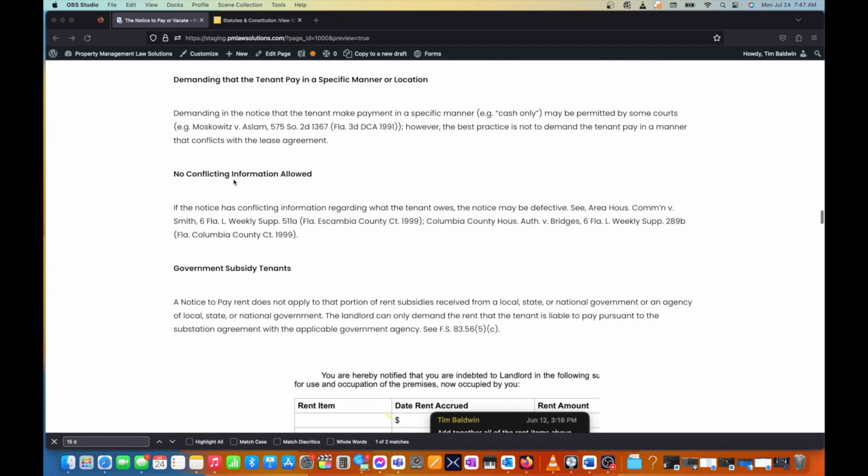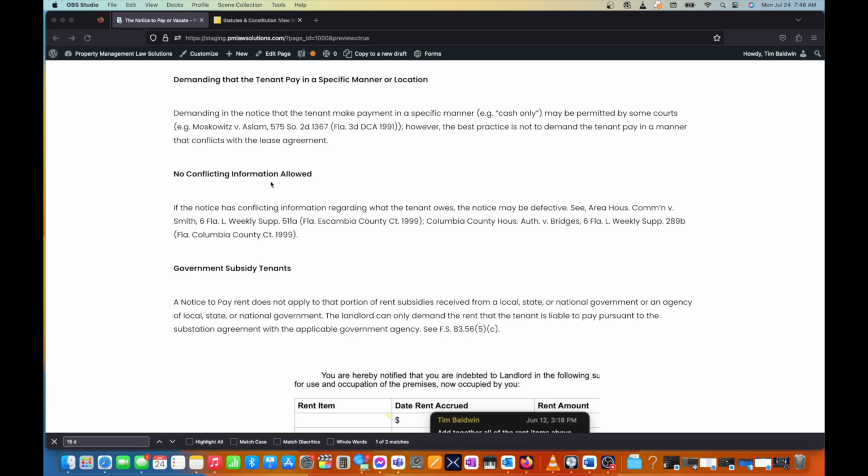Another issue arises that in the notice itself, you can demand that the tenant pay in a specific manner or location. For an example, delivering the payment directly to the office, as opposed to another method that the tenant may be used to paying. And so the real world example here is with our tenants, by and large, they pay rent through the online portal. But if our lease agreement doesn't address how they're to make the payment or doesn't require them to pay in a certain way, we could require that they pay in a specific manner, such as delivering the payment to our office.